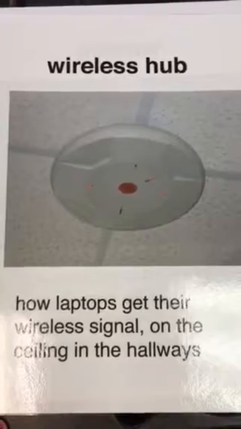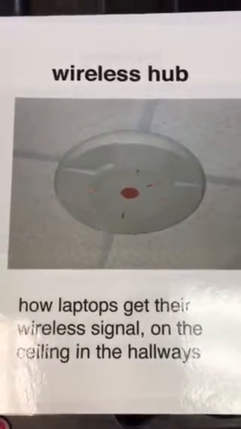All right, the wireless hub. This is how laptops get their wireless signal on the ceilings in the hallway. So if you look up in the ceiling, there's a round disc, little red lights on it. That's how we get internet on your Chromebooks. Now the computers in the library, they're plugged in with those yellow cables. Those yellow cables run to a server that runs to the high school, then runs to Sioux City. But right now, if you want to use anything without a cable, you have to use the wireless hubs.